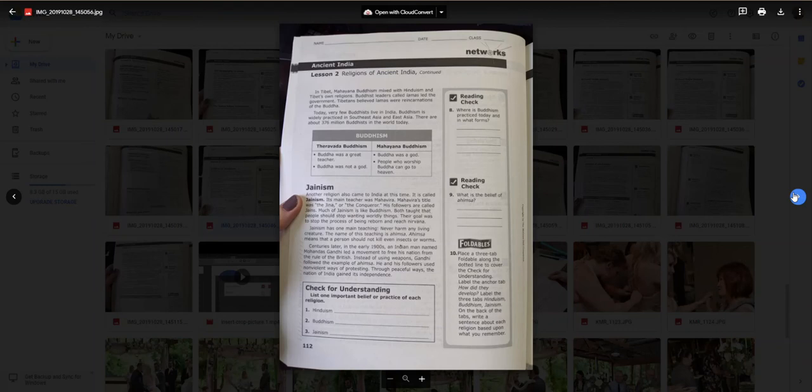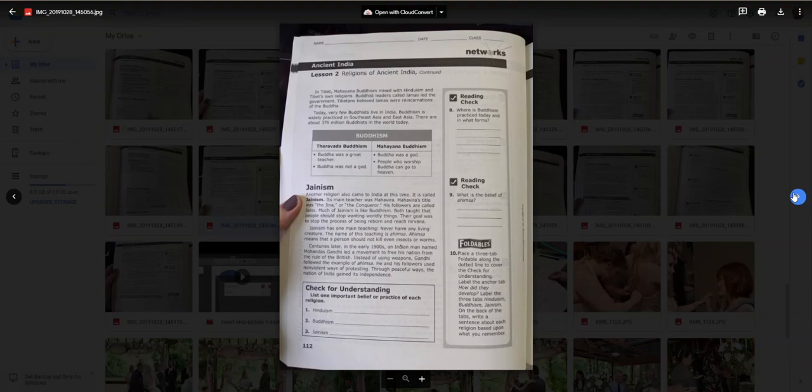Both taught that people should stop wanting worldly things. So stop wanting the Xbox, stop wanting new shoes. You should be happy with the bare necessities, okay? Their goal was to stop the process of being reborn and reach nirvana.